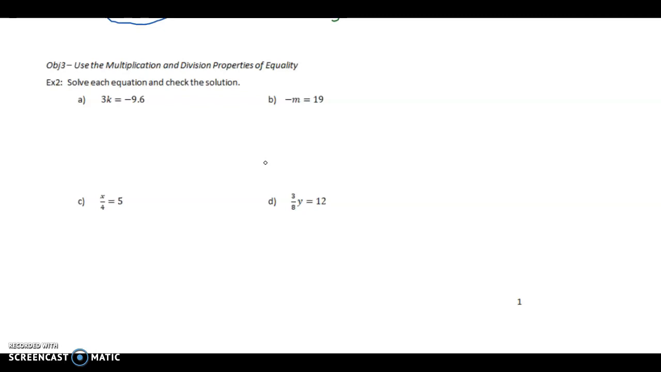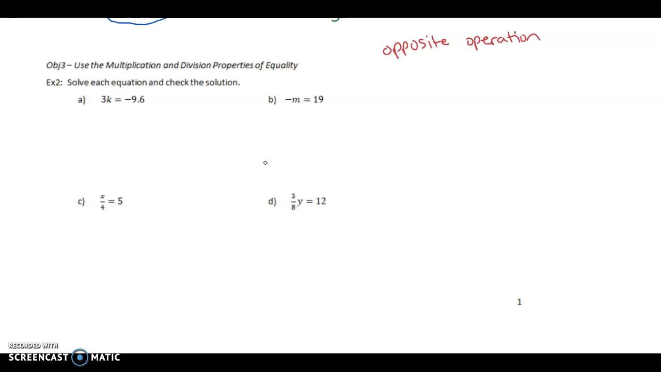So right now it's 3 times k equals negative 9.6. The 3 is being multiplied by k. And again, we're going to do the opposite operation. That is how we solve. Opposite operation.